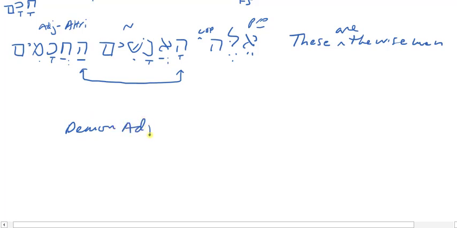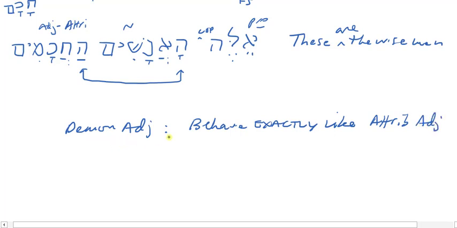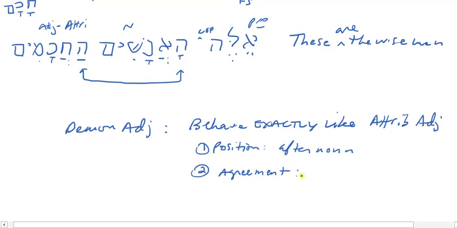Okay? So when we have our demonstratives functioning as a demonstrative adjective, what we're going to see is that they behave exactly like attributive adjectives. And what did we learn about the attributive adjectives? In terms of position, where do they have to go? Okay, good. Position is always after the noun, and the agreement features are that they have to agree in what ways? Definiteness, number, gender. Right, exactly. Okay?